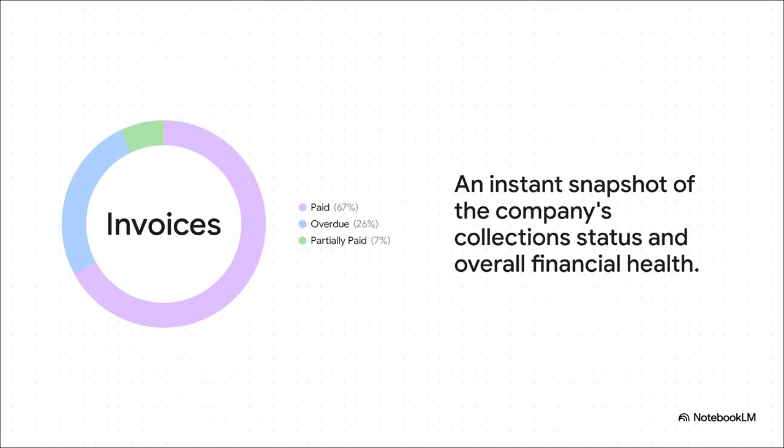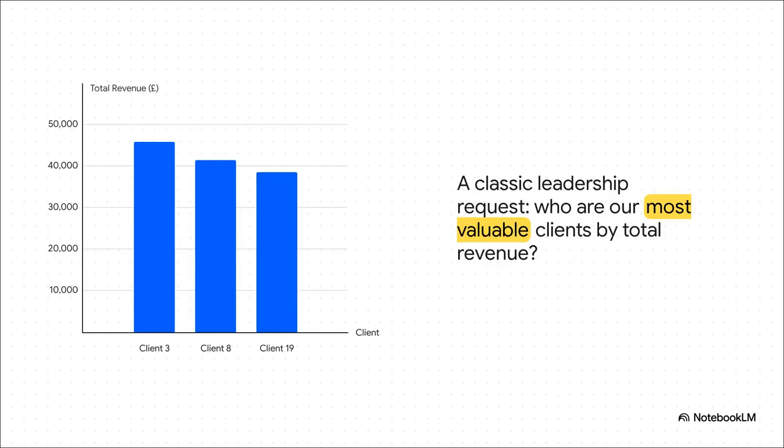Next up, we need to understand the health of our invoicing process. A donut chart is absolutely perfect for showing the proportion of invoices that are paid versus overdue or even partially paid. It gives us an instant visual snapshot of our collection status. And here is a classic request from leadership, right? Who are our most valuable clients? A simple bar chart answers this question immediately. We can see right away who our major players are, like Client 19 and Client 36, giving us an instant view of our key accounts.